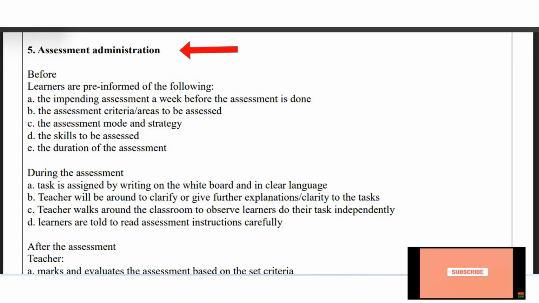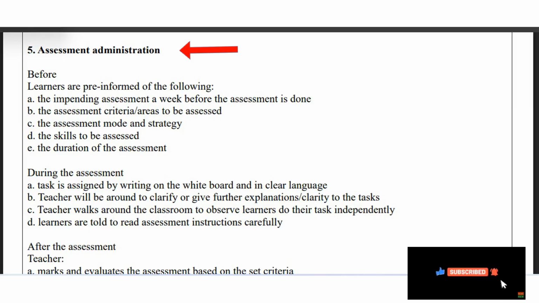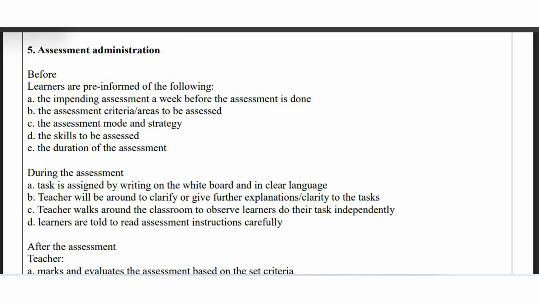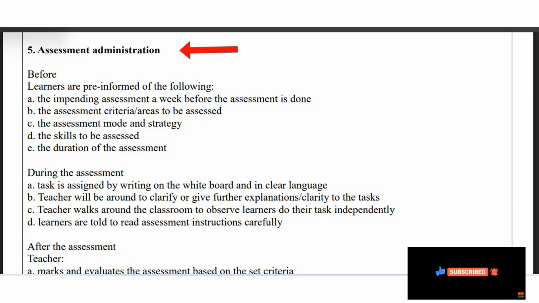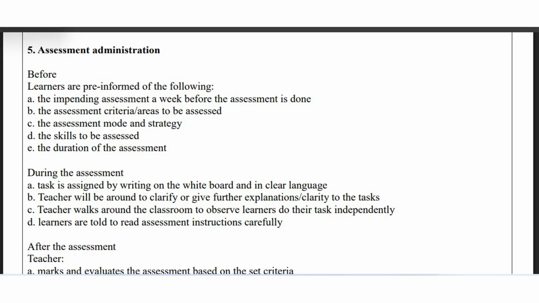Assessment administration. The fifth point is the assessment administration. This point is about the activities to be done before, during, and after the assessment. This can be found in the TAMT, the Teacher Assessment Manual and Toolkit. Just locate where the assessment mode is being explained. Copy the activities under the before, during, and after that assessment mode into the learning planner. You can make some changes if you wish.